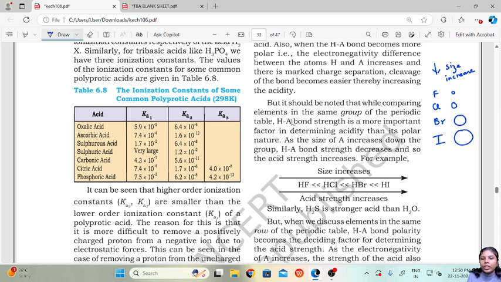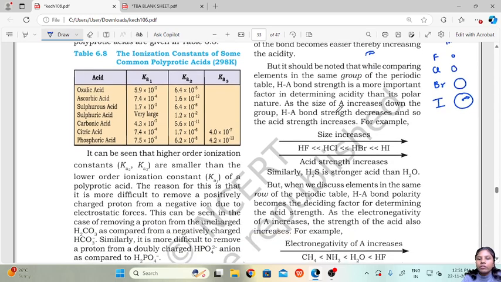Now what will happen here is that the HA bond strength will decrease. In this case, the electrons are going to be very tightly packed, and therefore the nucleus is going to act on all of these electrons which are present. But if you look at iodine over here, the nucleus won't be reaching so much, as it is at the last. So the bond strength won't be as strong as in the first case. Therefore, when we go down the group, the size increases but the bond strength decreases, and in turn it will increase the acidity.